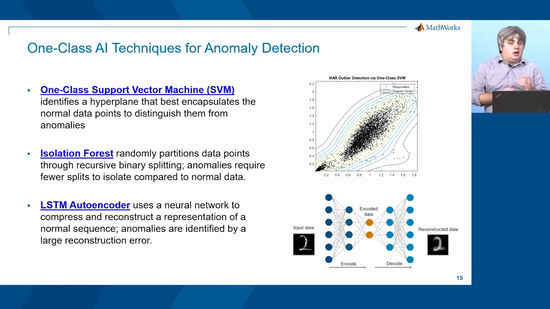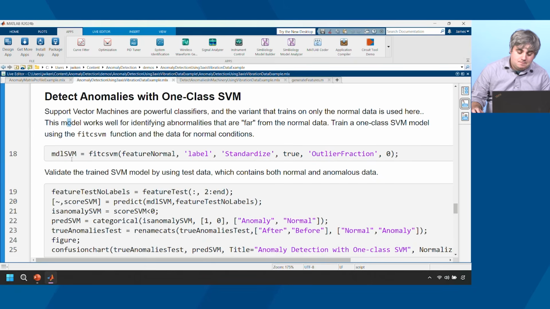But if it gets anomalous data as an input, well, then it can't reconstruct that original data well. And so we can determine how off it is. And if it's off by a certain amount, then it's considered anomalous. All right, so those are a quick and dirty explanation of each of those. Let's see them in action.